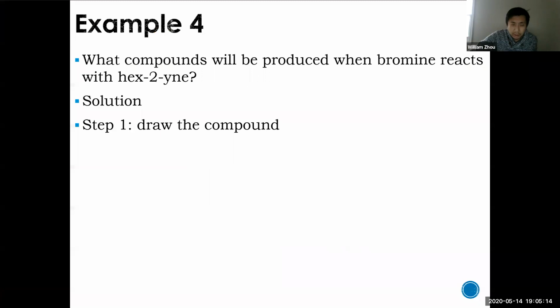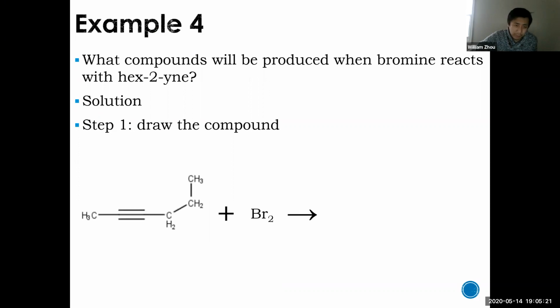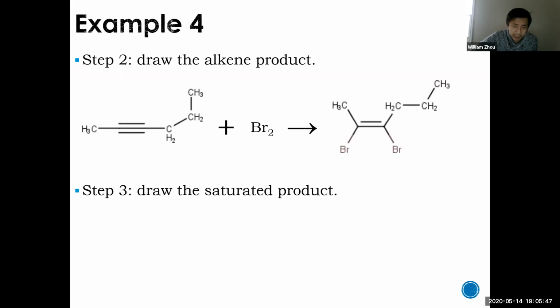So you will start by drawing hex-2-yne. That's quite simple. It's 6 carbons with just a triple bond. You don't have any branches. I drew it again with the hydrogens shown for more clarity. And you're adding bromine. Bromine is diatomic, so make sure you have Br2. What would this make? The first thing that it will make will be an alkene. You break one bond, so now you have a double bond. So the alkene will look like that. Make sure that the bromines are on the same side because it must be a cis product. Make sure that you bend the alkene. Alkenes are 120 degrees from each other. It's not linear anymore.